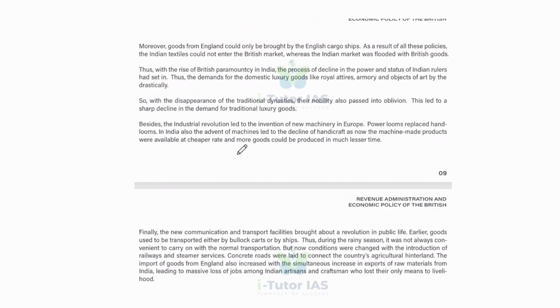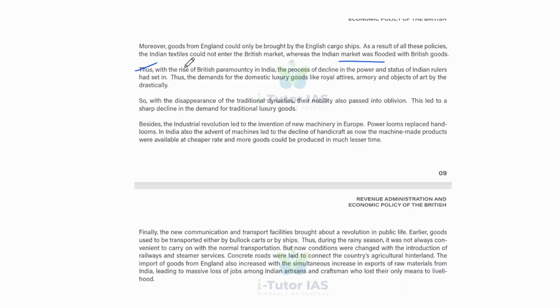And moreover, the goods from England could only be brought by English cargo ships. As a result of all these policies, the Indian textiles could not enter the British market, whereas the Indian market was flooded with British goods. And thus, with the rise of British paramountcy in India, the process of decline in the power and status of Indian rulers had set in, and thus the demand for domestic luxury goods like royal attire, armory, and objects of art fell drastically.